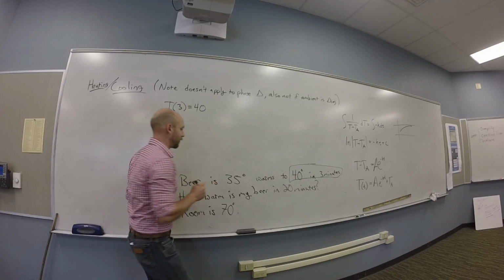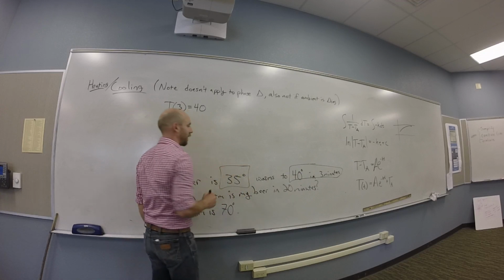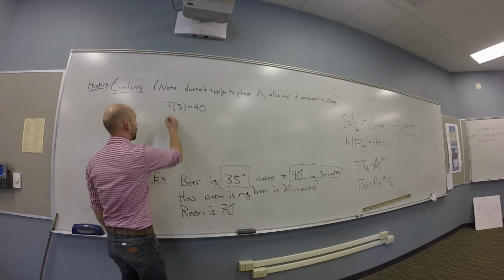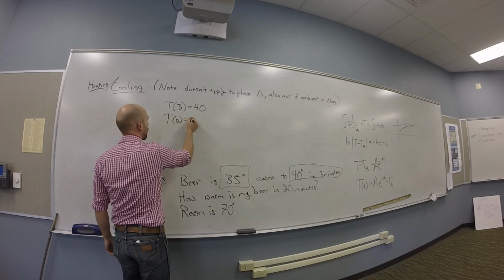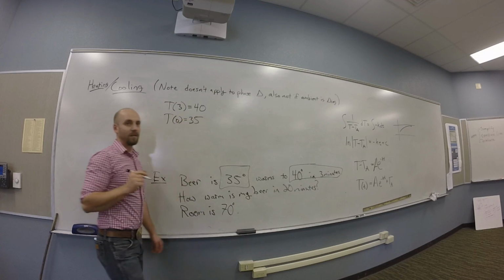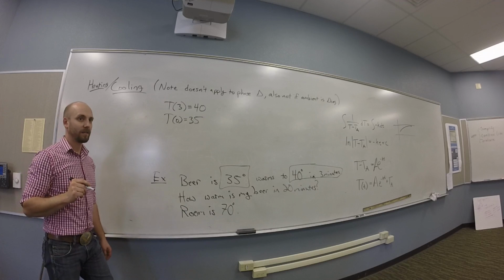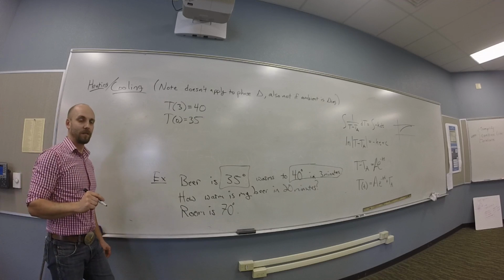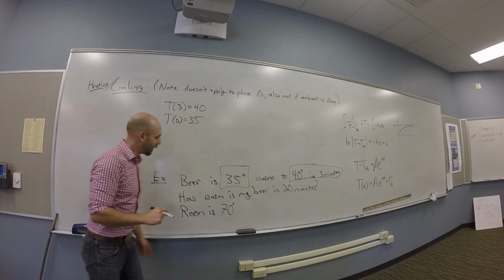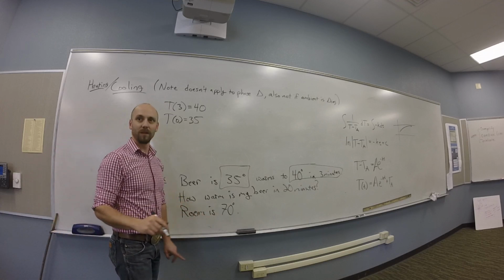What's the 35 degrees part? What's that? T of 0. That's T of 0 is 35. It's going to be A too, isn't it? Yeah, it's going to be close to A. It's going to be A plus TA. And then, what's the thing about the room? That's for TA.